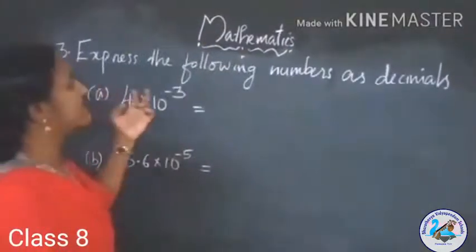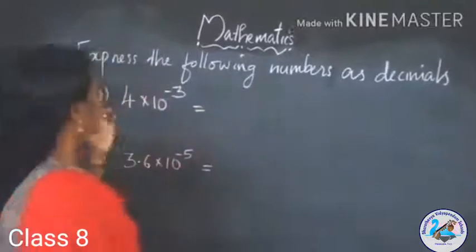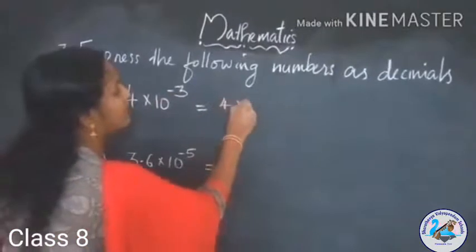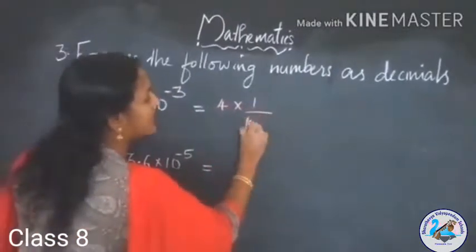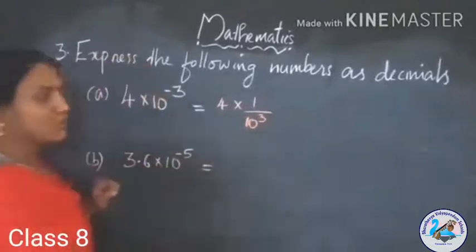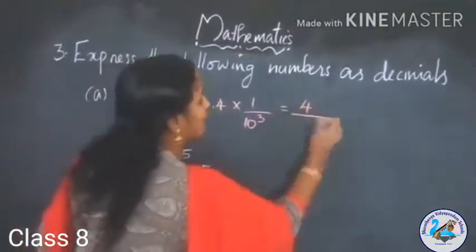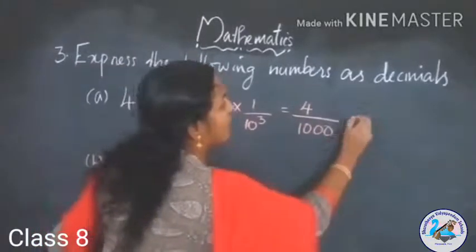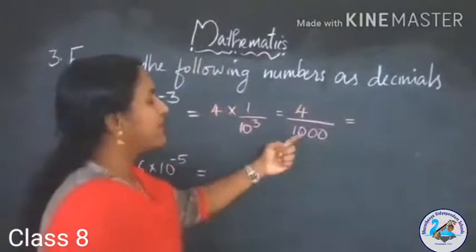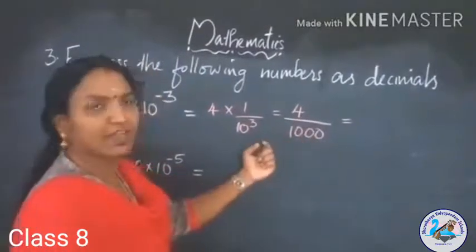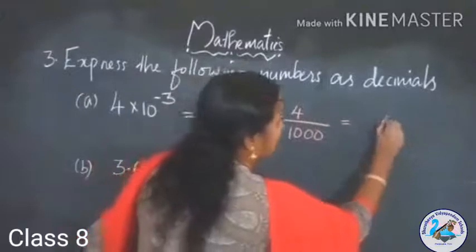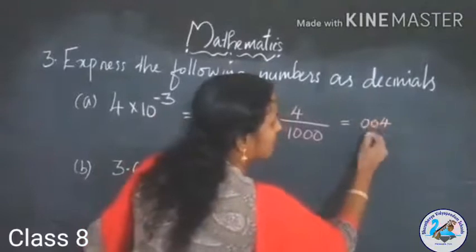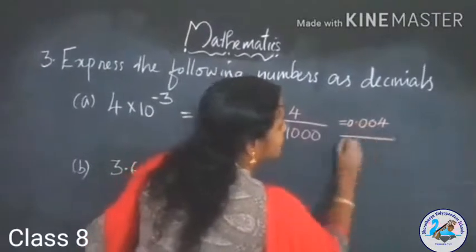Next one, express the following numbers as decimals. The first one, 4 into 10 raised to minus 3. It can be written as 4 into 1 by 10 cube. That is 4 by 10 cube, and 10 multiplied 3 times is 1000. So 4 by 1000. It can be done by moving the decimal point 3 places to the left. Here one number is there, 4, so we need 2 more. So we put 0 0 and then the point. So 0.004.